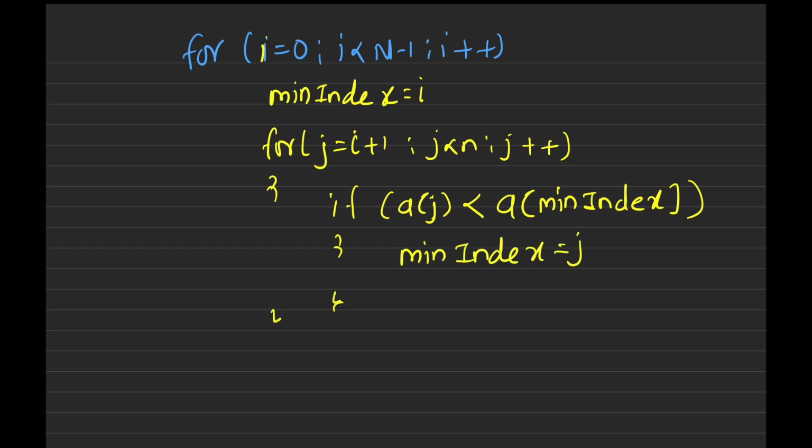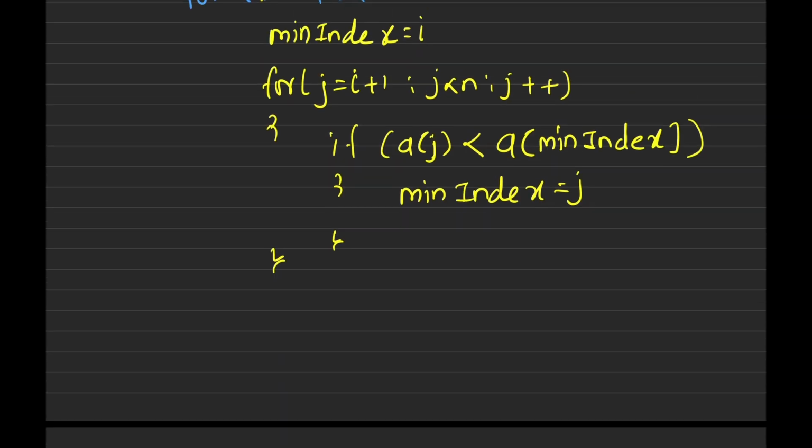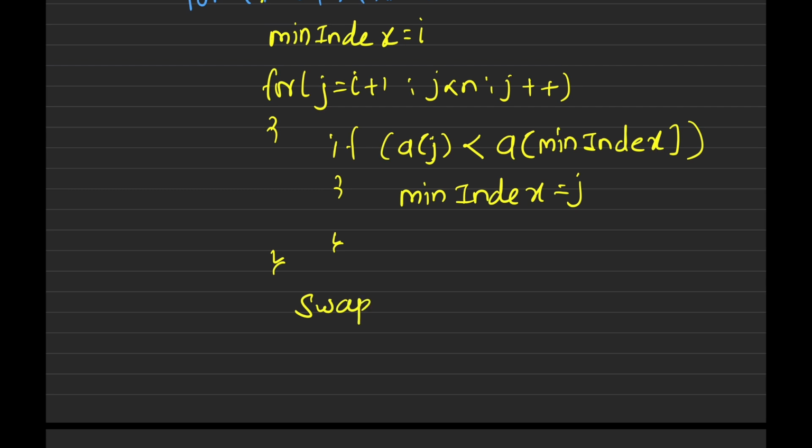And now once I come out of this loop, we simply swap that minimum element to its i position. Here i equals 0, we simply swap it with i equals 0. Here i equals 1, so I simply swap that minimum element to the ith position. So I simply need to swap that minimum element with a of i. It is a of i comma a of minimum index, right? So this is how exactly selection sort mainly works.